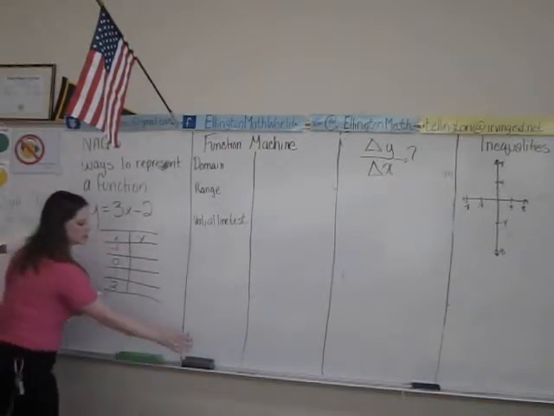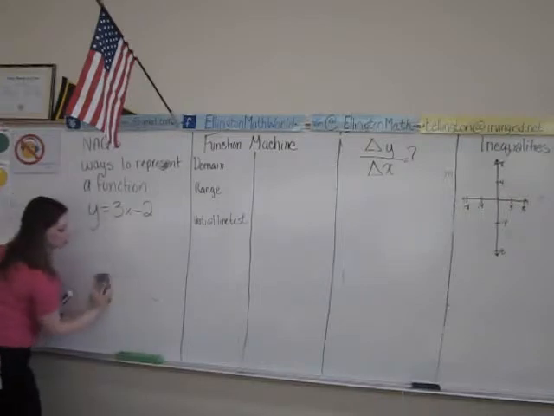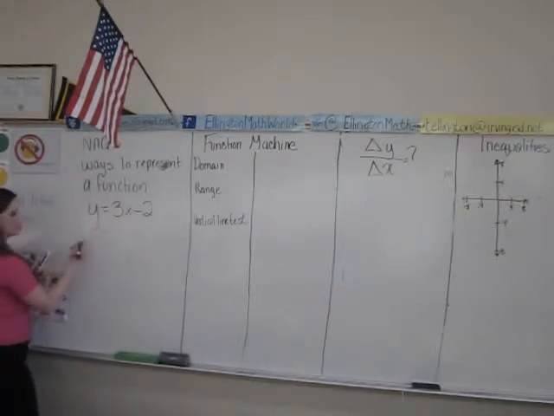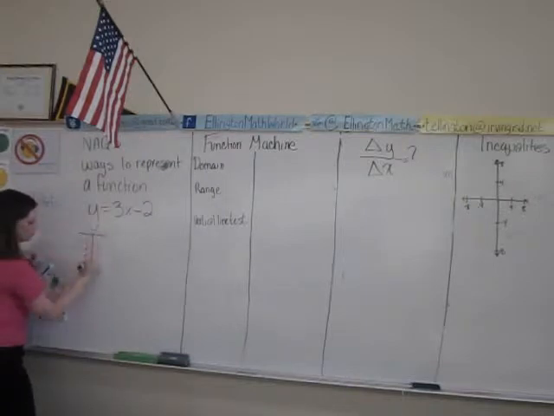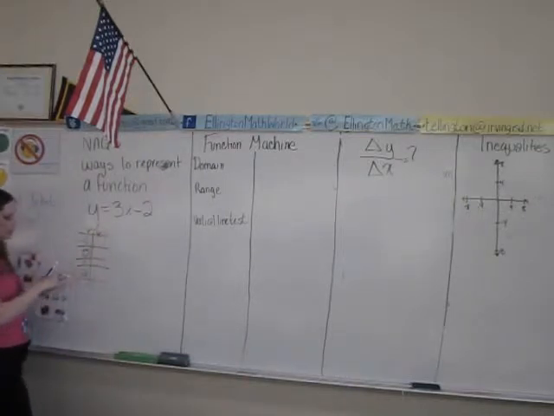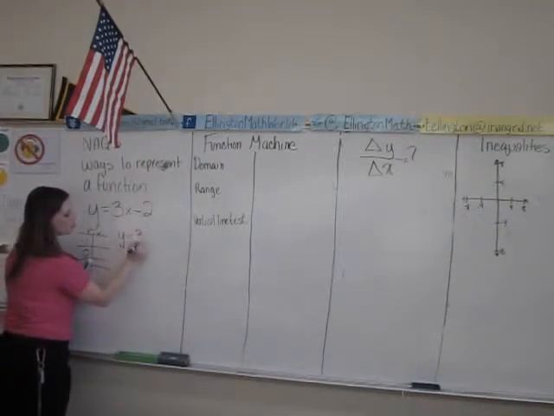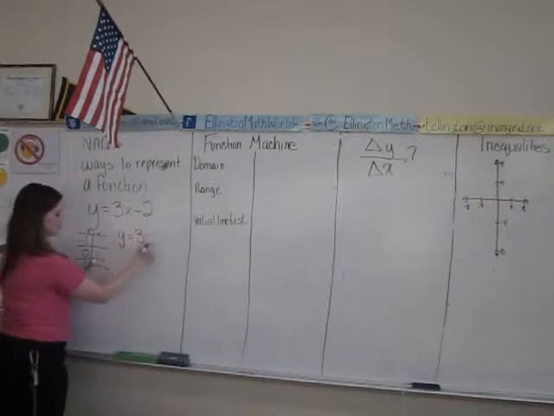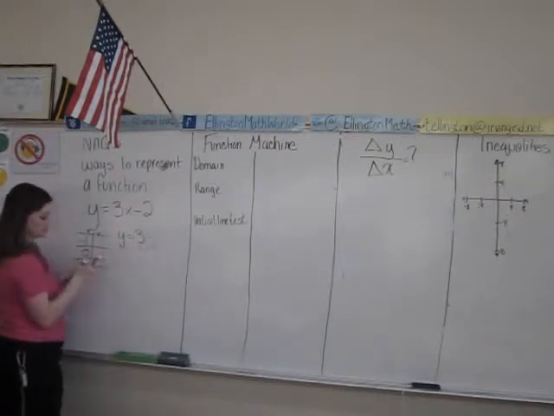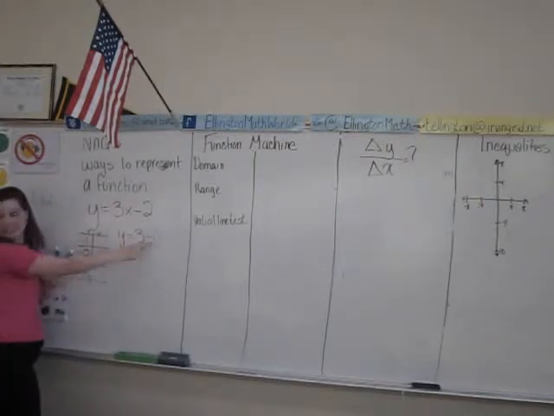Okay, I'm going to erase my table here and make it a little smaller. I had -1, 0, 1, 2. X, y, like that. So I had y equals 3 times -1. So that's my x value. I just plugged it in.